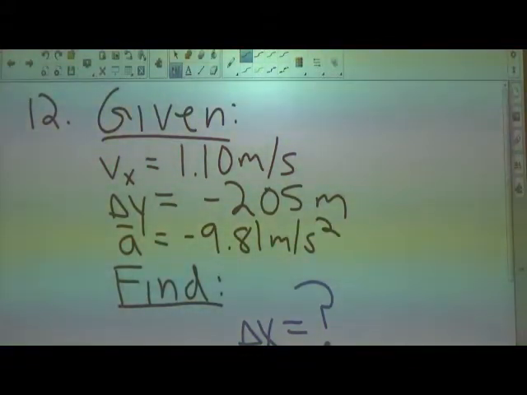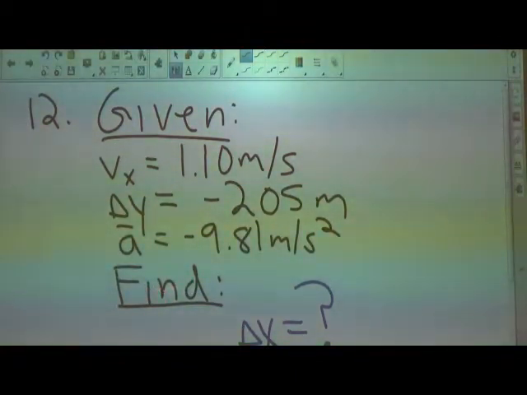Alright, we're starting with the given. So we know the velocity in the x direction. That was the wind blowing the balloon at 1.10 meters per second. We know the displacement because it's going to fall from 205 meters and it's going down, so it's going to be negative. We know the acceleration due to gravity is negative 9.81 meters per second squared.